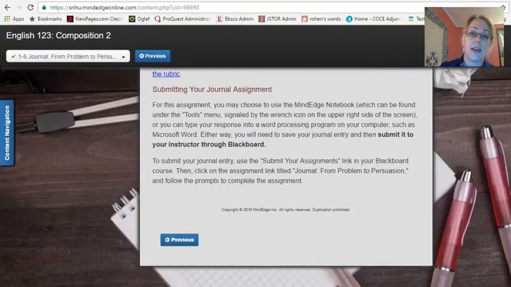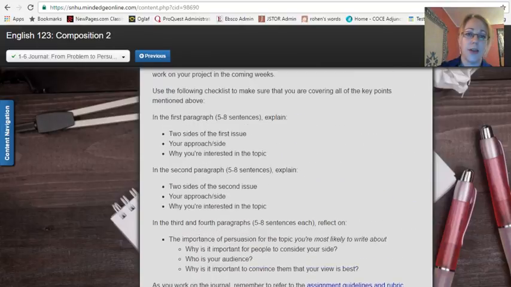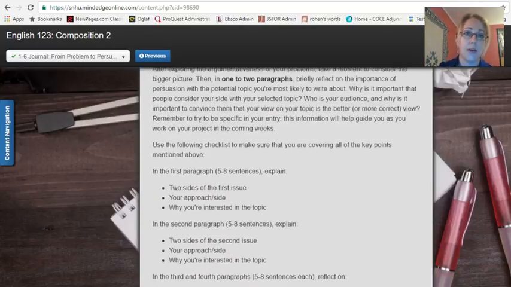Now, this is going to be an assignment that we submit in Blackboard, so make sure that you go over to Blackboard when you're ready to submit it and type it in there. You can upload a Word document, and then hit submit in Blackboard. If you have any questions with that, let me know and I'll be happy to clarify.